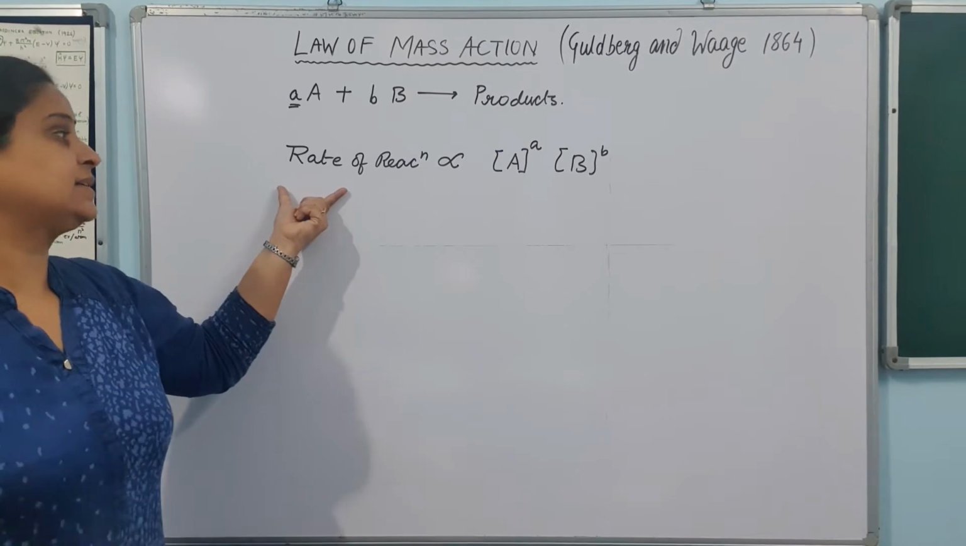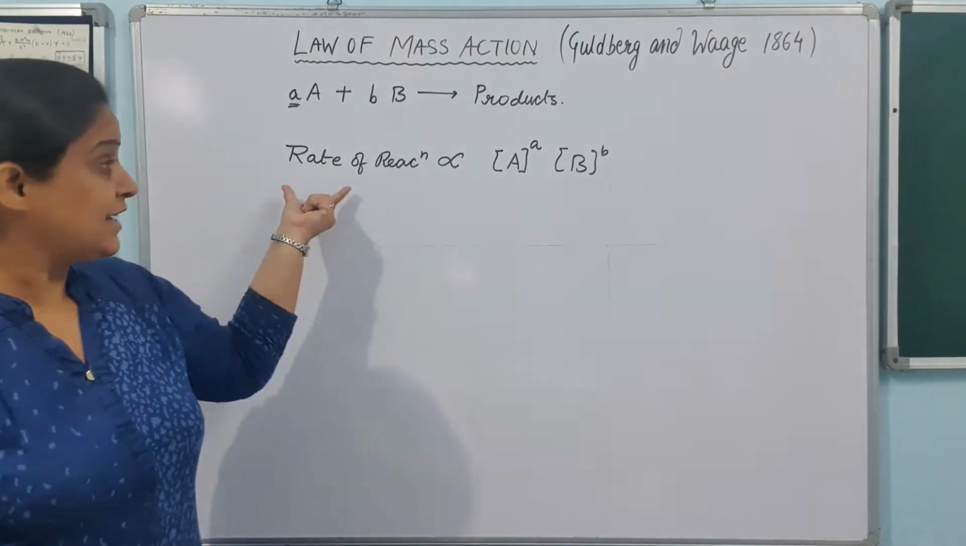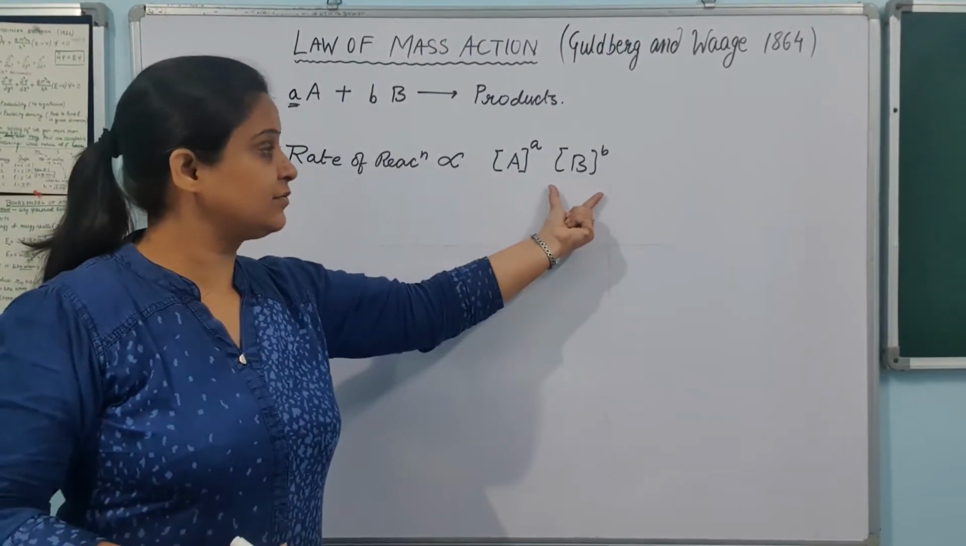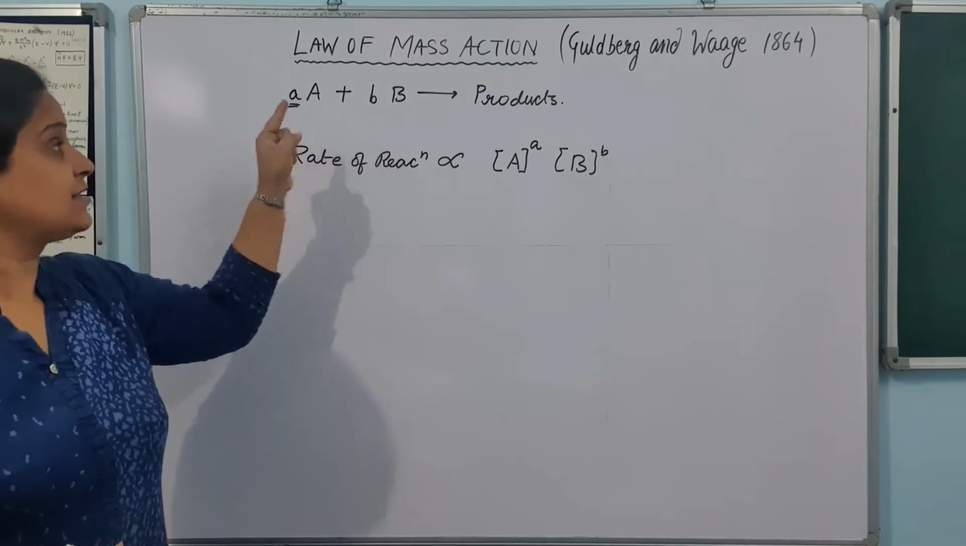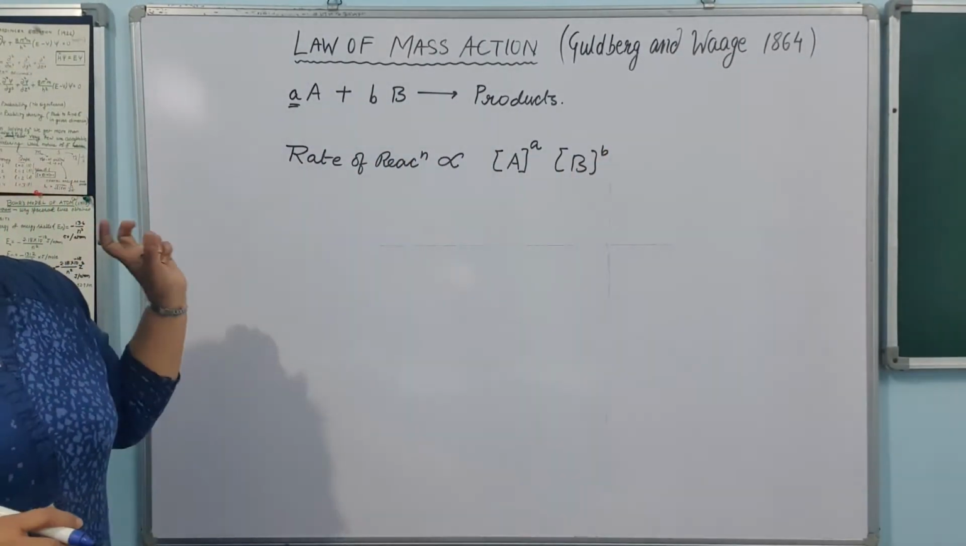So let me repeat it. Law of mass action says that the rate of the reaction is directly proportional to the product of the active masses of the reactant raised to power their stoichiometric coefficient. I hope this is clear to you.